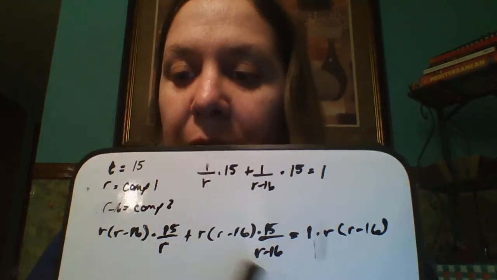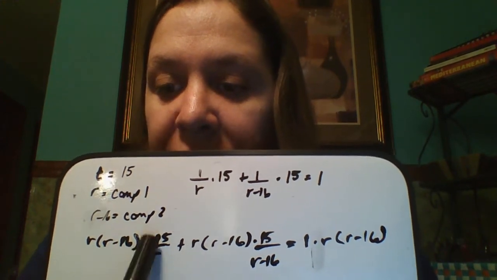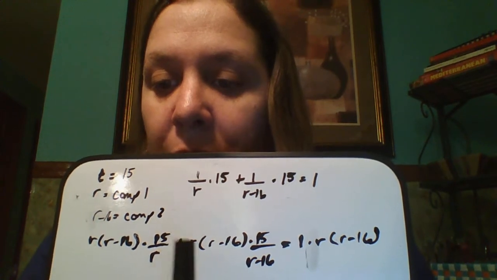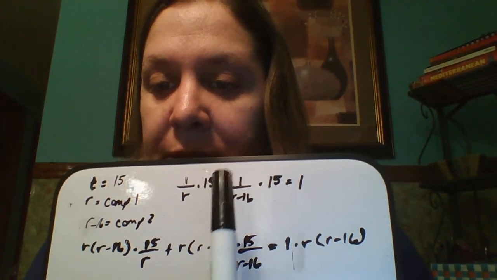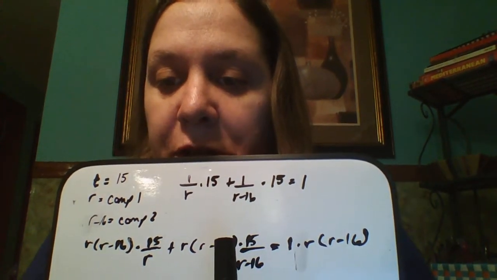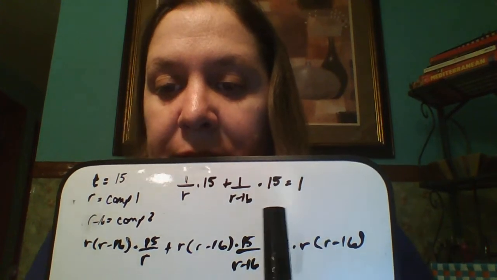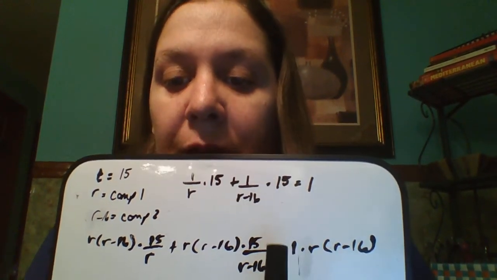Okay, so that's this line here. I've got r times r minus 16 times 15 over r, so that was taking the common denominator times that first term, plus r times r minus 16 times 15 over r minus 16, which was taking the common denominator times that second term, is equal to 1 times r minus 16. So the third term on this side of the equal sign times the common denominator.